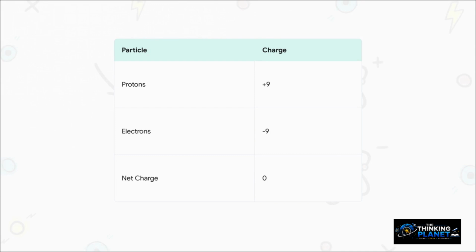Fluorine starts as a perfectly neutral game. It fields exactly 9 protons and 9 electrons. Positive 9 and negative 9 cancel out. Net charge is 0. It's just minding its own business, perfectly balanced.